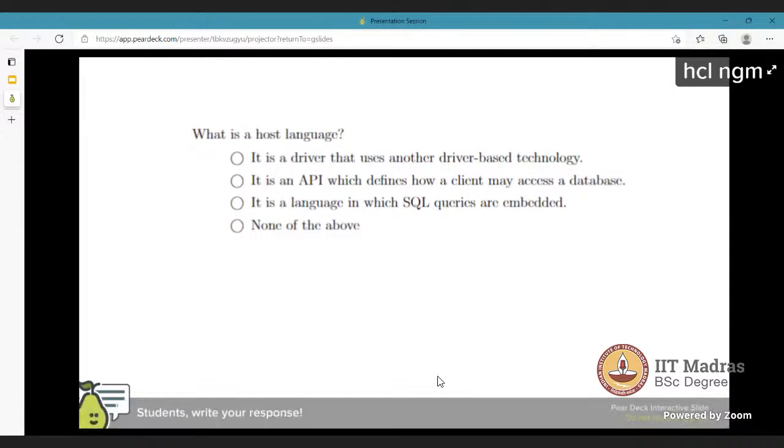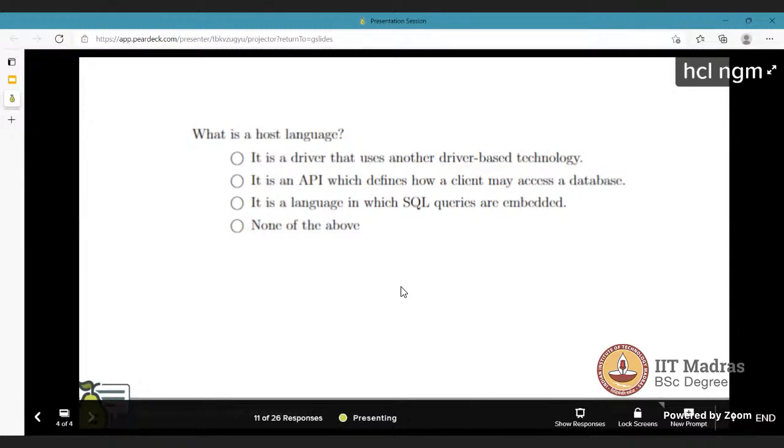Ma'am, the question it is showing is different in the PDF deck. Sorry? Yes, in the deck, ma'am. Actually, the deck is different. A different question is being shown. Okay, just a second.